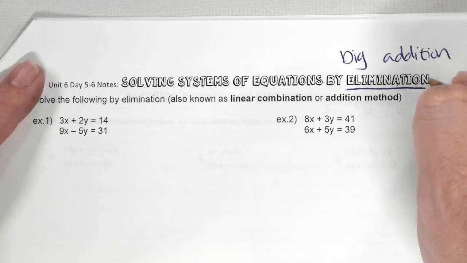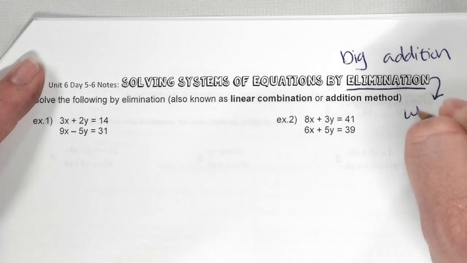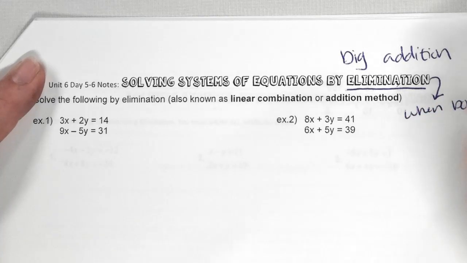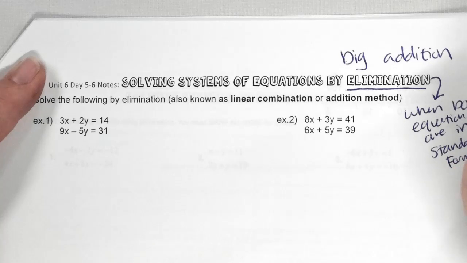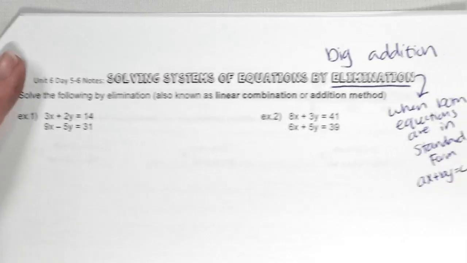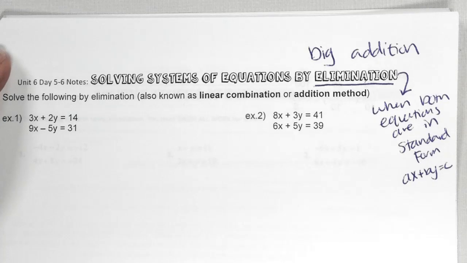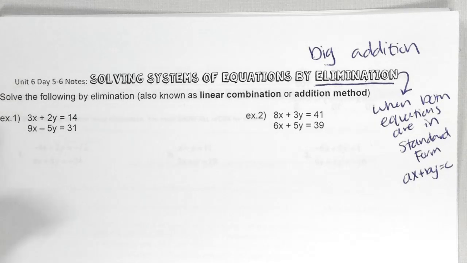Okay, the best time to use this method is when both equations are in standard form: Ax plus By equals C. So the best time to use this is when both equations are in standard form.